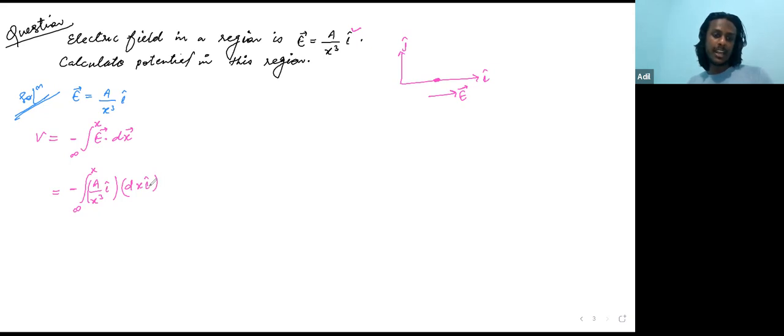This i cap and i cap both are operated here with the dot product, and after taking the dot product, you can write here integral from infinity to x of A over x cube, x cube dx. i cap and i cap, we have already known, i cap dot i cap is always 1. Do you remember or not? Nawal, do you understand till here?